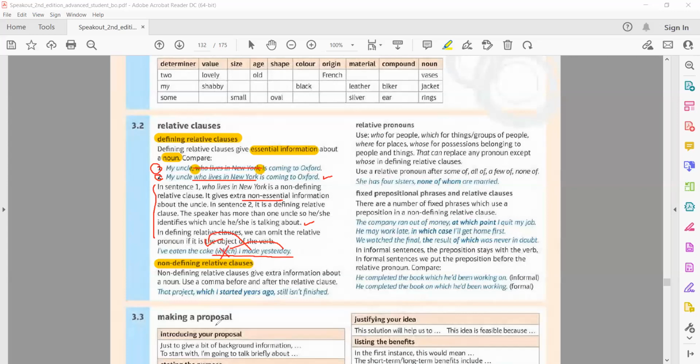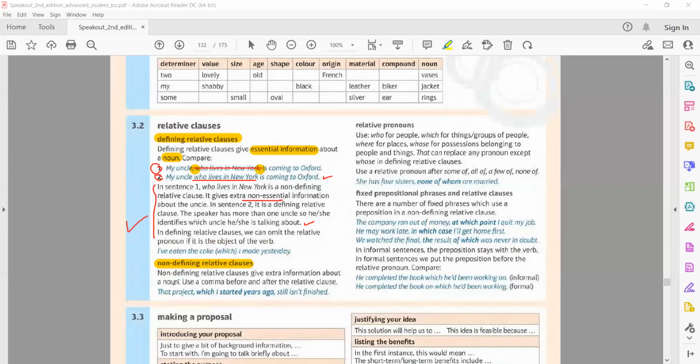You can say, I have eaten the cake I made yesterday. It's correct. Or you can say, I have eaten the cake which I made yesterday. However, in other cases, it can't be the same. Okay? All right. So now we're done with the defining relative clause.